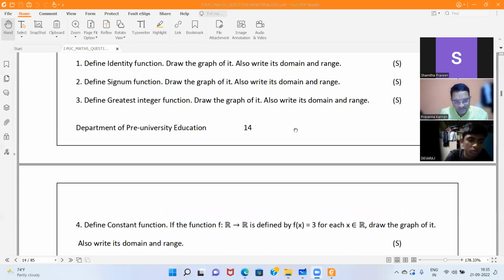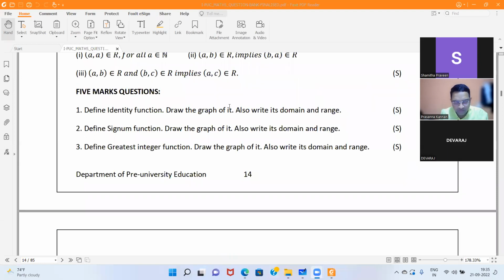Okay. So these type of questions are going to be part of the 5-mark questions in your first PU exams usually, right? In relations and functions, as you can see, define identity function, draw the graph of it, and write its domain and range. Such questions are very common, right?